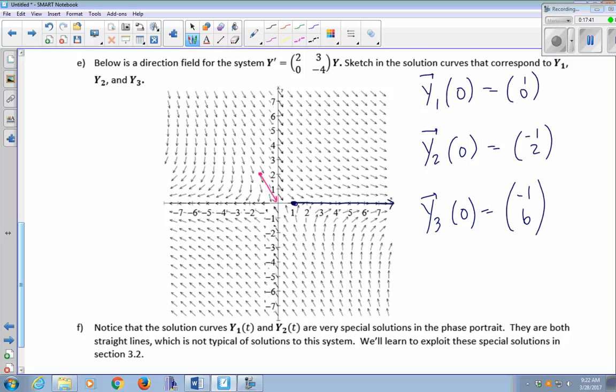All right, and then y3 starts at negative 1, 6. Negative 1, 6 is like right here. And when you follow the direction field, it looks like that. So the solution curves y1 and y2 were very special solutions in the phase portrait. They're both straight lines. It's not typical of solutions to this system. There were only 2 straight line solutions on there, the 2 that we drew in. We're going to learn how to find those special solutions and exploit them to create a general solution in section 3.2.